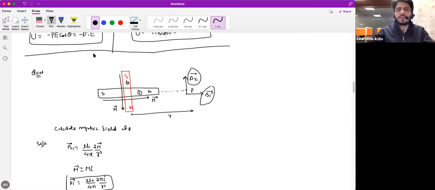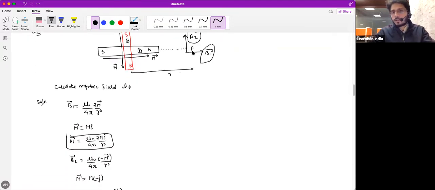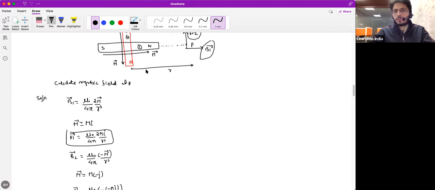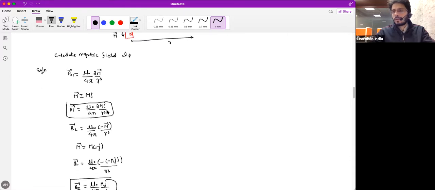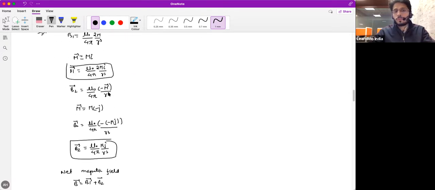For the magnetic field at P, first, for the first bar magnet, calculate B1. For the axial line, this is the formula. The magnetic moment is along the x-axis, so M is m i cap. So B1 is mu naught by 4 pi, 2 m i cap by r cube. For the second bar magnet, this point lies on the equatorial line, so the expression is mu naught by 4 pi, minus m by r cube.